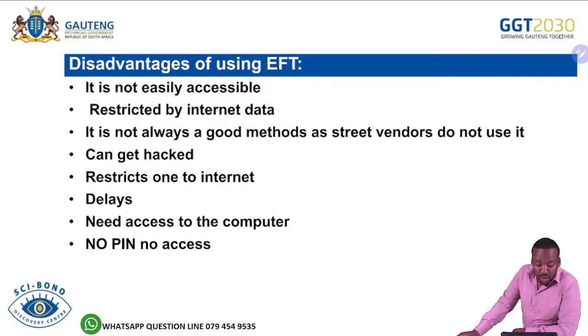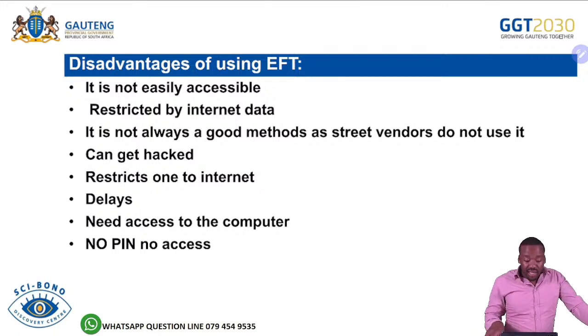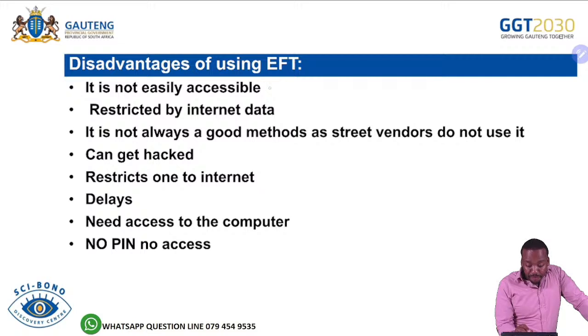Then we move to some of the disadvantages of using an EFT. If you remember very well when we started, remember we said that you need what? A laptop, ATM, sometimes cell phone, telephone, and so on. So when you do an EFT, it is not easily accessible because it restricts you to what? To an ATM. It restricts you to a cell phone, and in a cell phone you need to register, download the app, and so on.